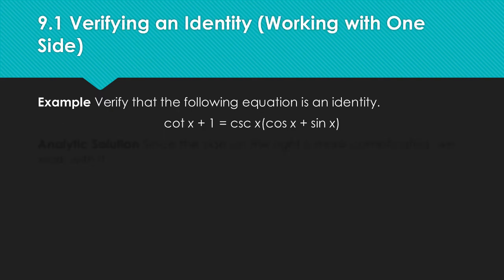All right, so we're going to verify that the following equation is an identity. We're starting with the cotangent of x plus 1, and we want to show that that equals the cosecant of x times the cosine of x plus sine of x. Right off the bat, I am noticing sine and cosine. So I might want to make some changes towards that.